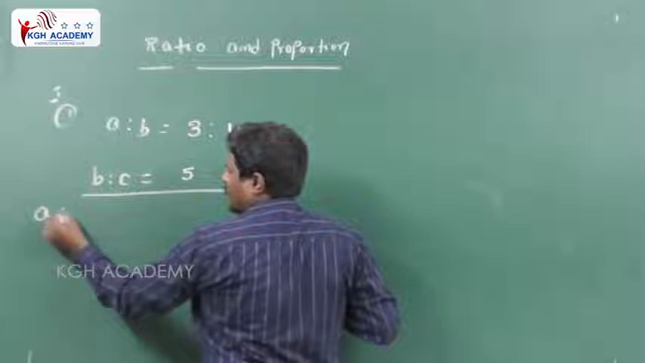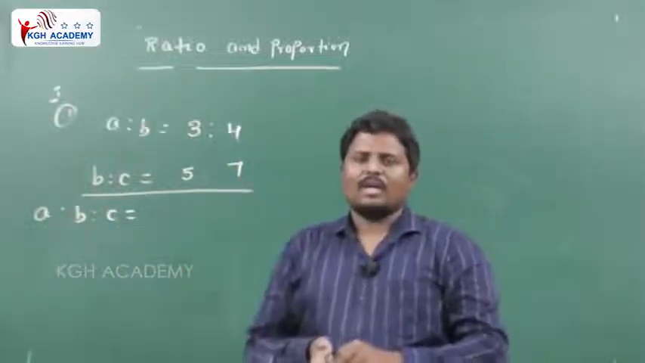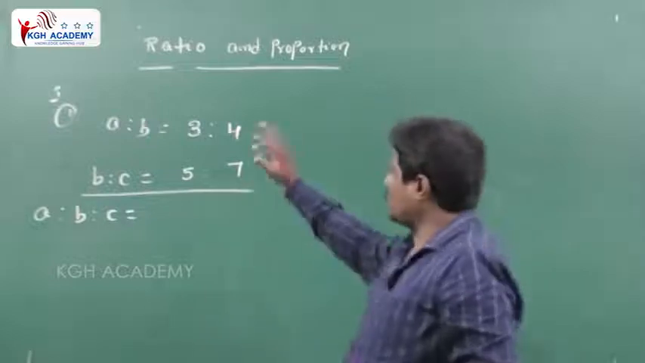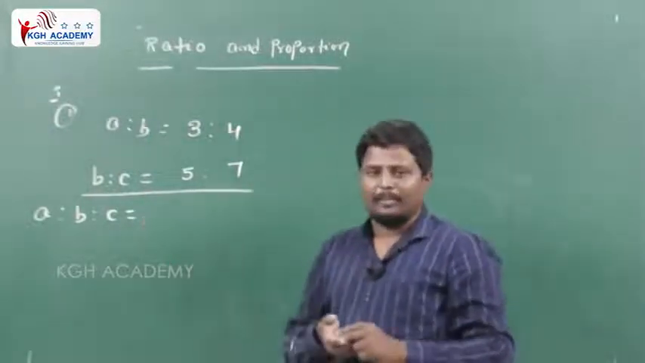Then what is the ratio of A, B and C? This is the question. A is to B equals 3 is to 4. B is to C equals 5 is to 7. What is the ratio of A, B and C?